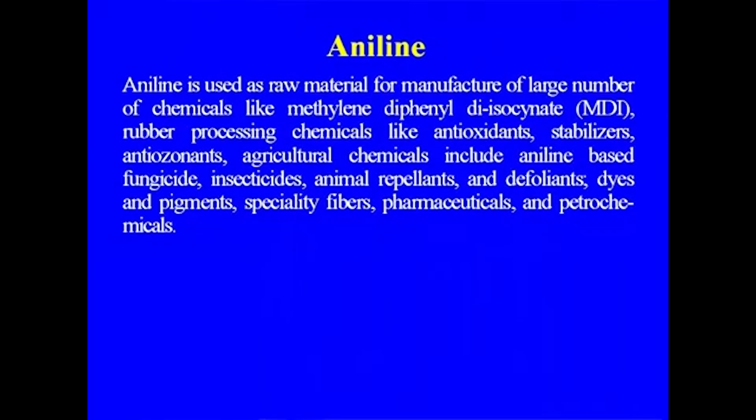Now let us discuss another very important product of benzene, that is aniline, which is used in huge amounts as a dye intermediate. Aniline is used as a raw material for the manufacture of a large number of chemicals like methyl diphenyl isocyanate, the MDI, rubber processing chemicals like antioxidants and stabilizers, agriculture chemicals including aniline-based fungicides, insecticides and animal repellents, and different dyes and pigments, especially for fiber, then pharmaceuticals and petrochemicals.